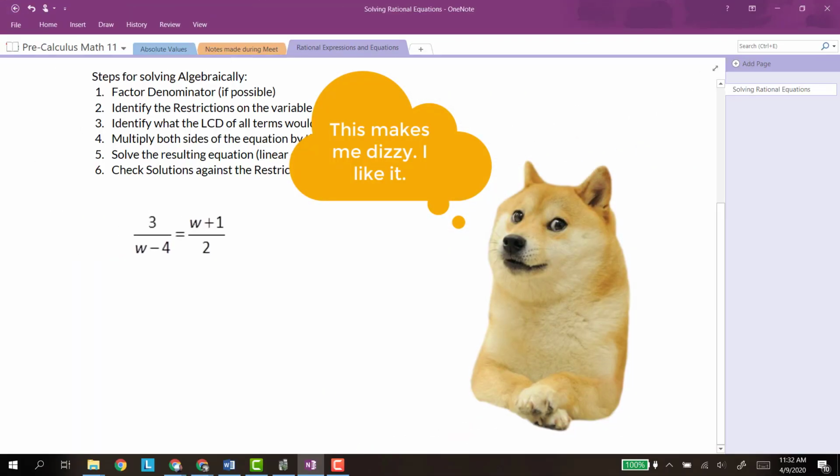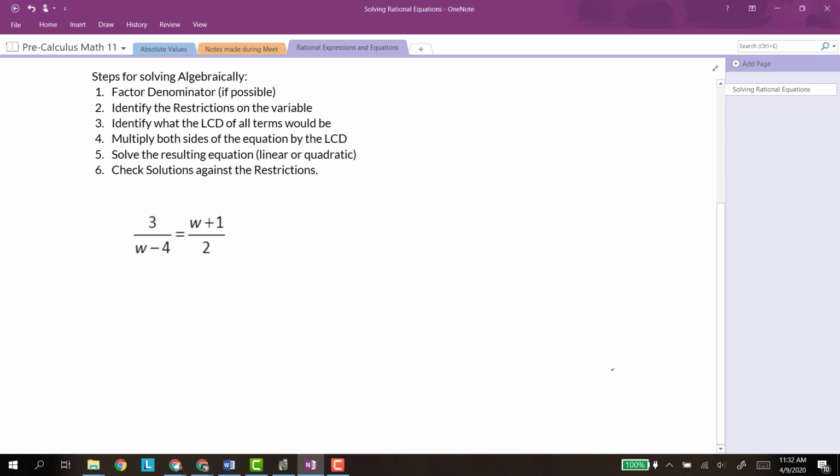So now to solve this algebraically, there are 6 steps here that we need to keep in mind. The first step, factor your denominator if possible. We have w minus 4 and 2. You can't factor that. Identify the restrictions on the variable. Sure, we can see very clearly that w must not be allowed to equal 4.